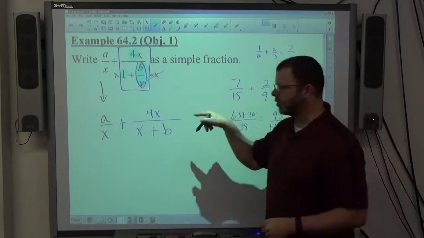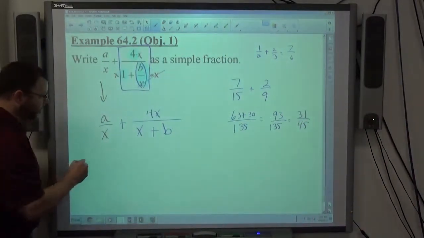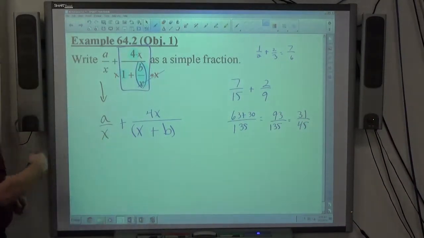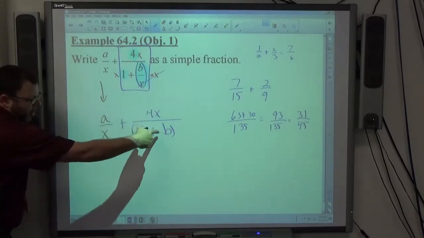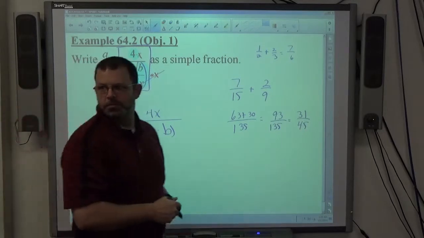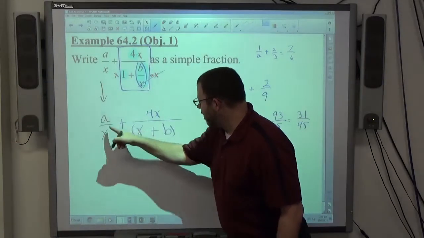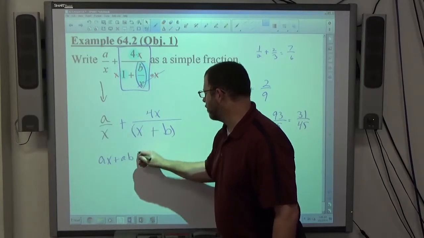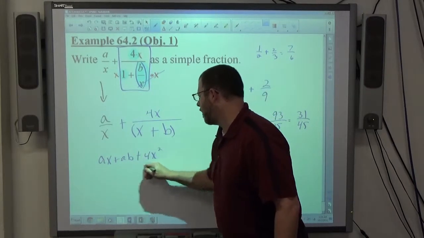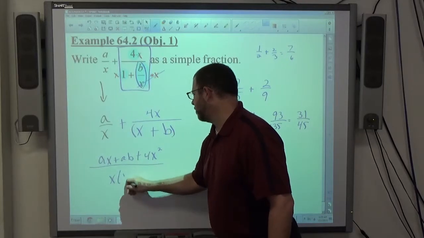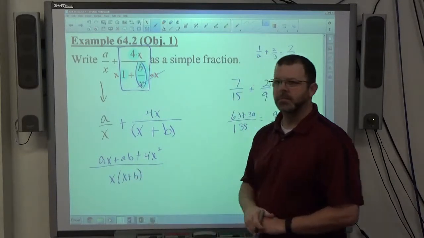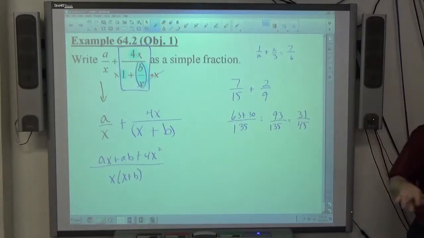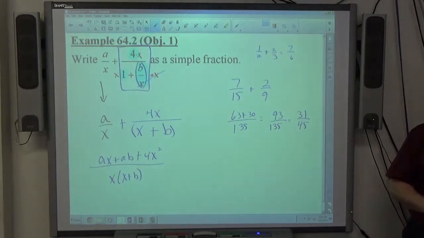Okay, this still works for this type of stuff too. Notice, x plus b and x are different denominators, right? So that product plus that product over that product is going to be the answer. If you can handle that, this product is going to be ax plus ab. This product is going to be plus 4x squared. All that goes over this product, which is x times x plus b. If you can handle that, great. Okay, I have no problem with you doing it that way.